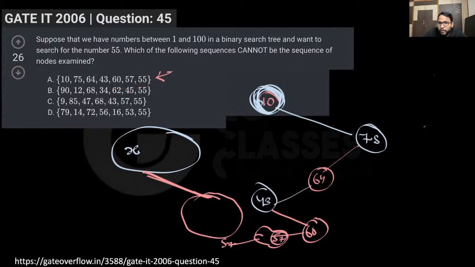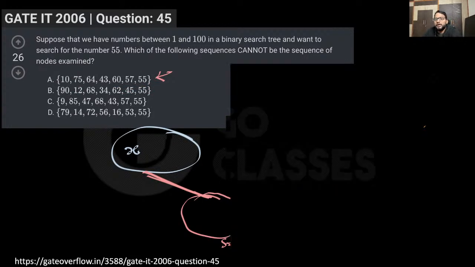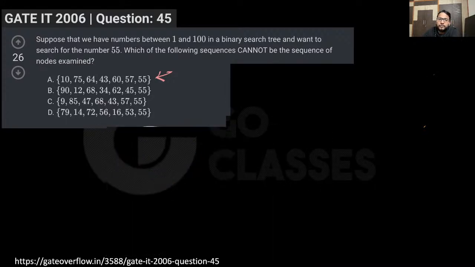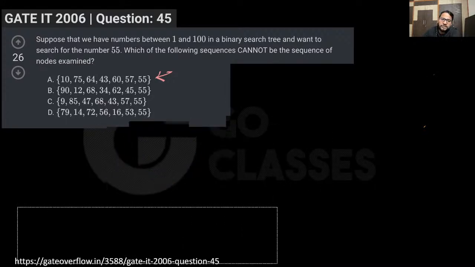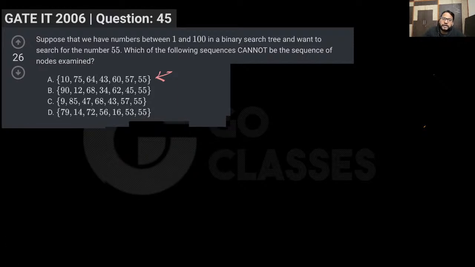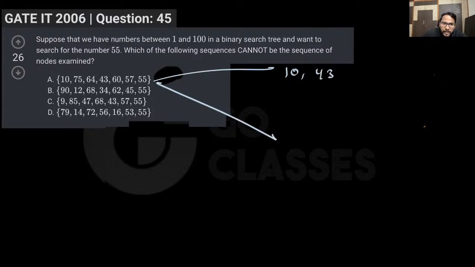So which means what you can do, you can divide this sequence into two parts in such a way that one part is having numbers which are greater than 55, another part is having numbers which are less than 55. So let's just divide this into two parts. One is having lesser than 55, which is this one, 10, 43, okay, and then here 75, 64, 60 and 57.